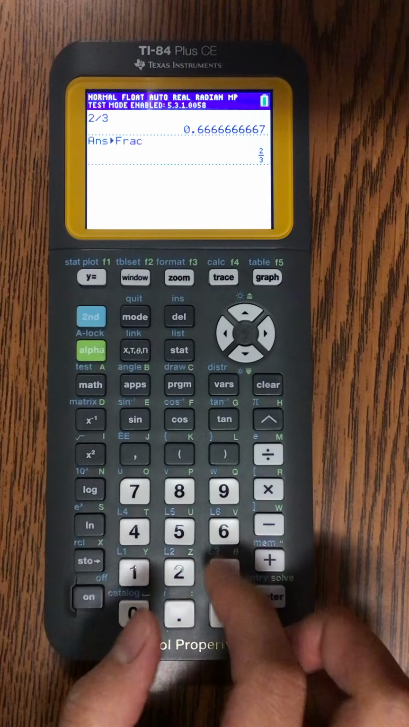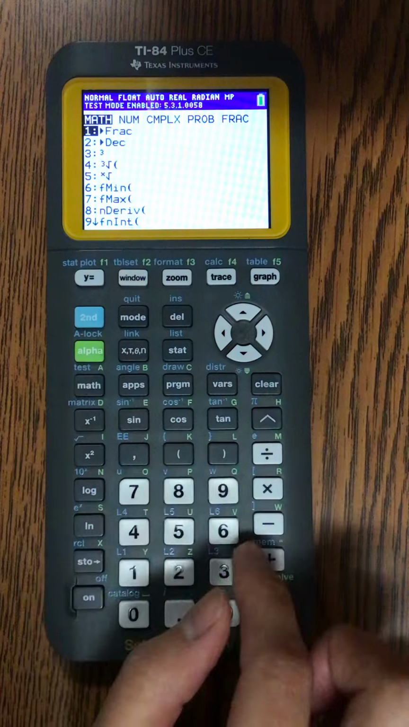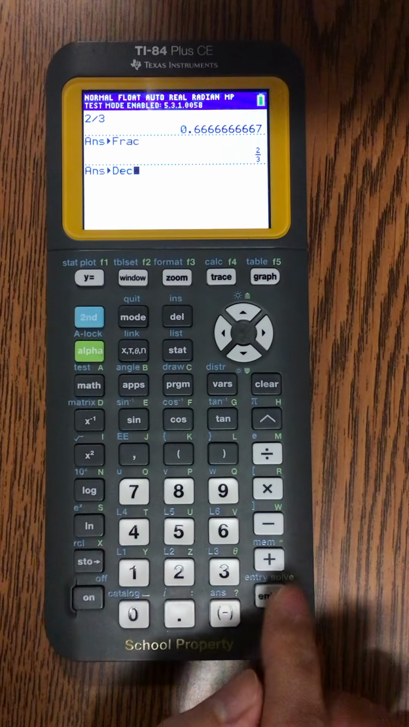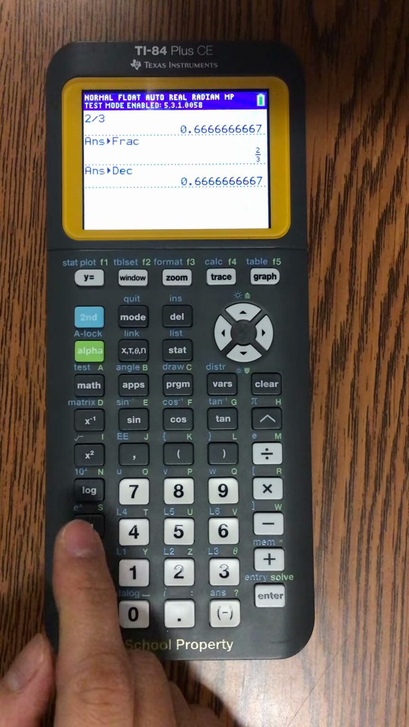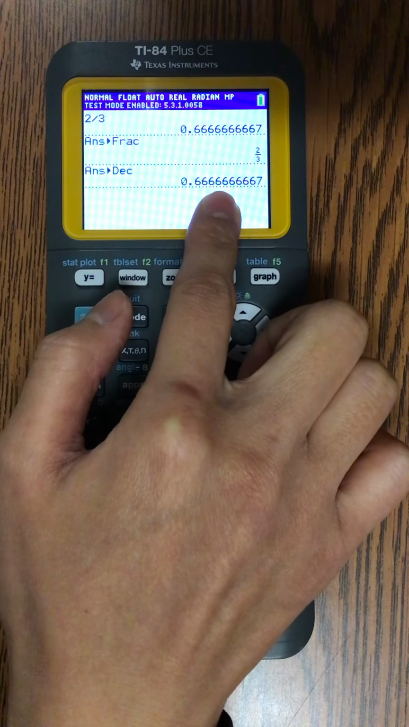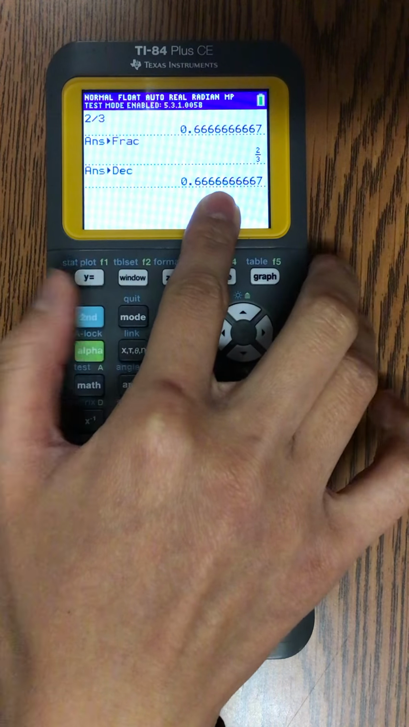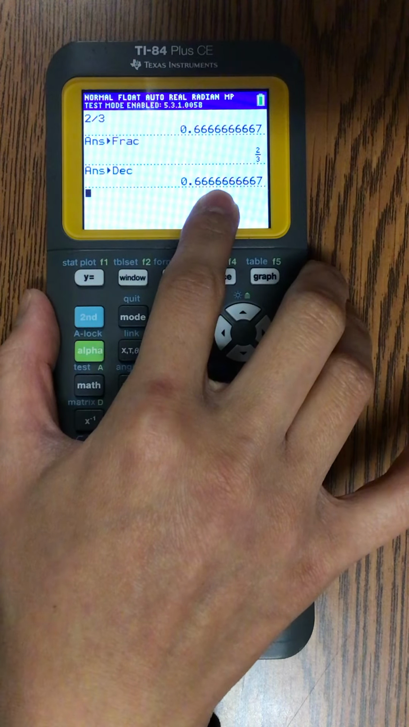Now, let's say we wanted to convert our fraction back to a decimal. You can definitely go back to math, and then if you press 2, it'll go back to the decimal. Just remember that all of our answers on the main screen will give you a decimal, so no need to convert to a decimal because it should be giving you the answer right away in decimal form.